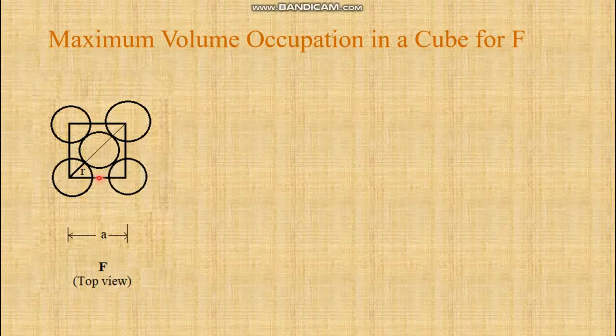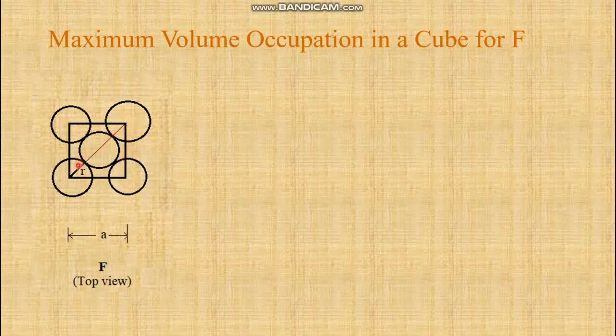Why? Because here these two spheres are not touching each other. Which spheres are touching each other? Along the diagonal, this sphere is touching this sphere, which is further touching this sphere, and the distance between the centers of the two extreme spheres is actually 4r, which is in turn the diagonal of the cube, or here in this top view of the square, the diagonal of the square.